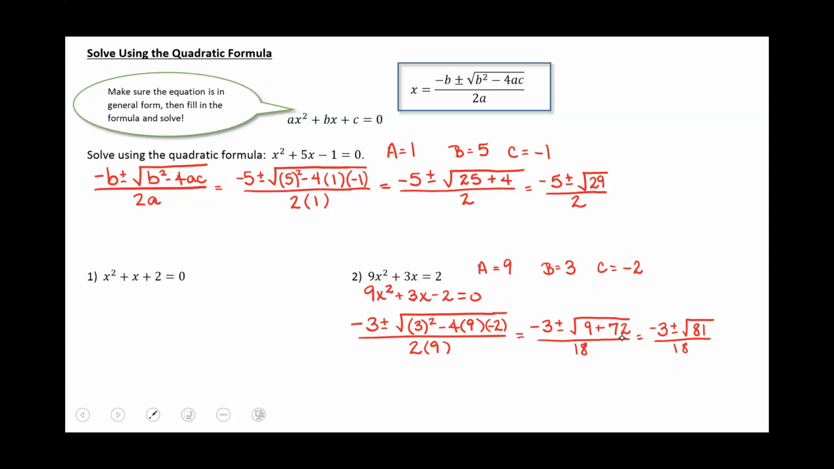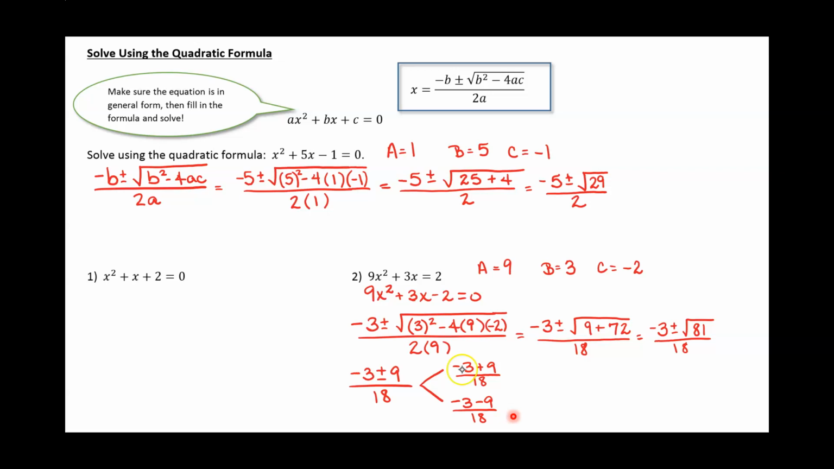Now, the square root of 81 can be simplified because it would be 9. So I'm left with -3 plus or minus 9 over 18. And I don't want to leave my answer that way. What that literally means is -3 plus 9 over 18, as you see here, and -3 minus 9 over 18, as you see here.